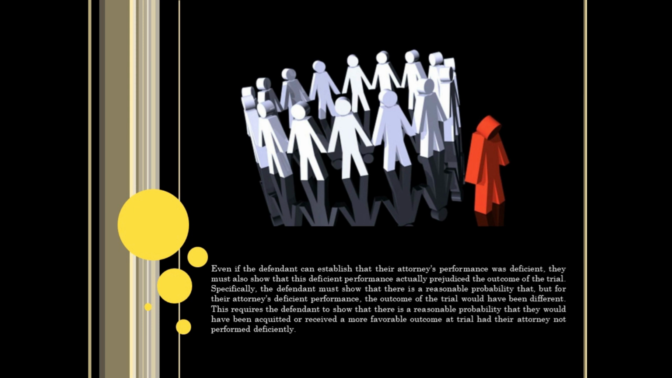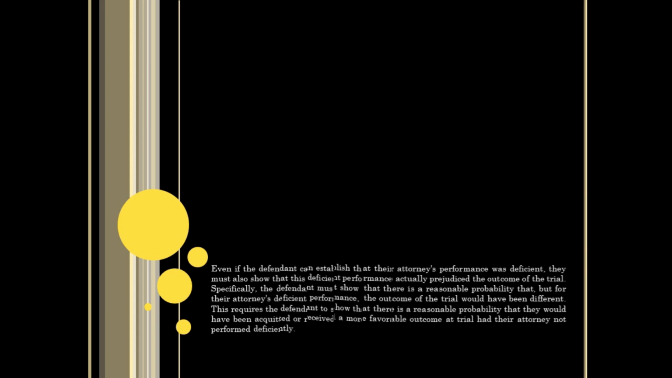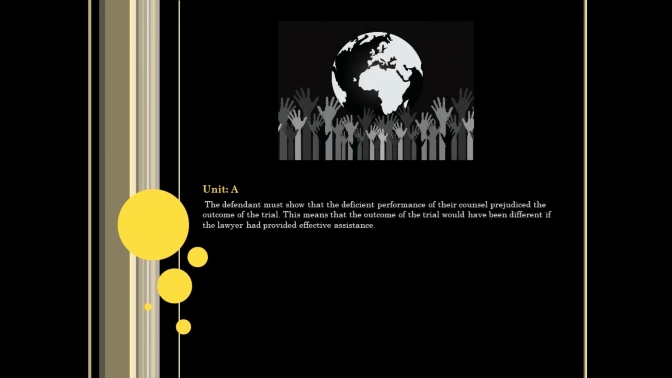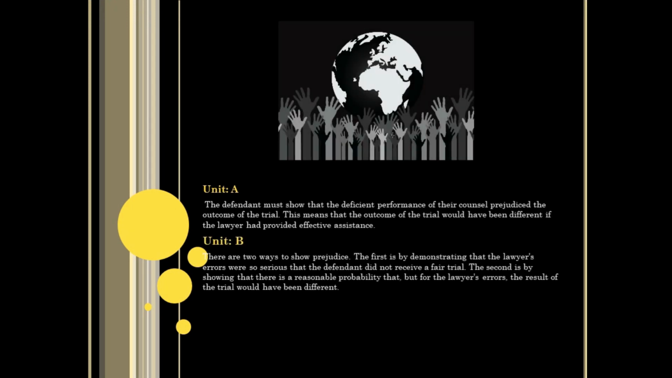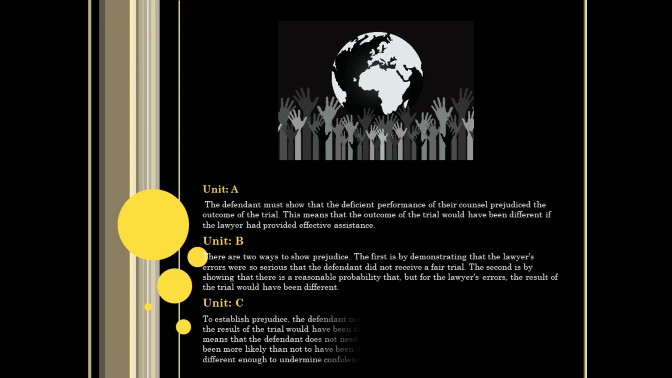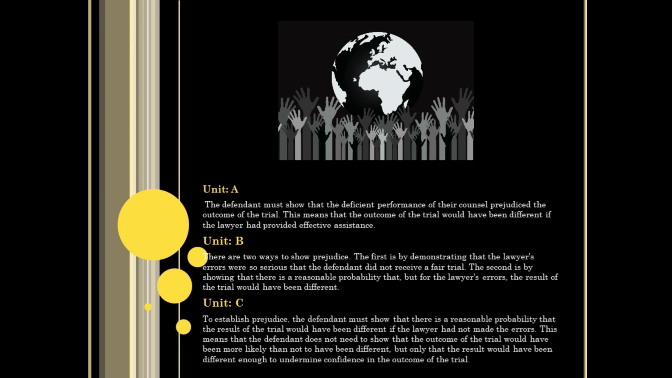This requires the defendant to show that there is a reasonable probability that they would have been acquitted or received a more favorable outcome at trial had their attorney not performed deficiently. Unit A. The defendant must show that the deficient performance of their counsel prejudiced the outcome of the trial. This means that the outcome of the trial would have been different if the lawyer had provided effective assistance.